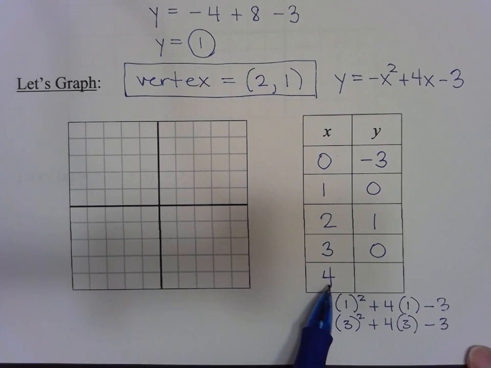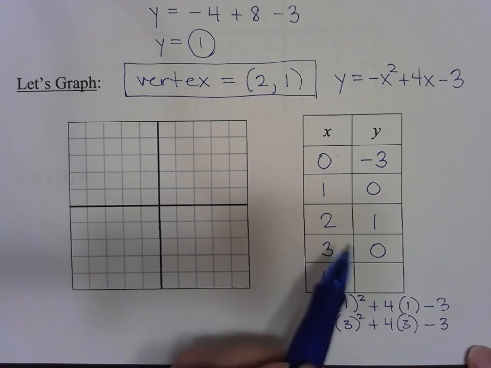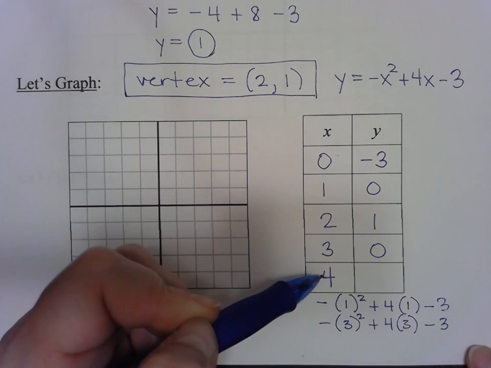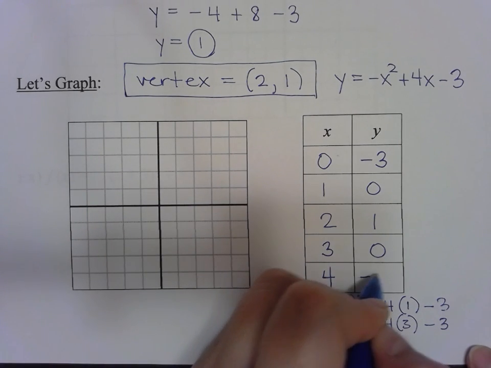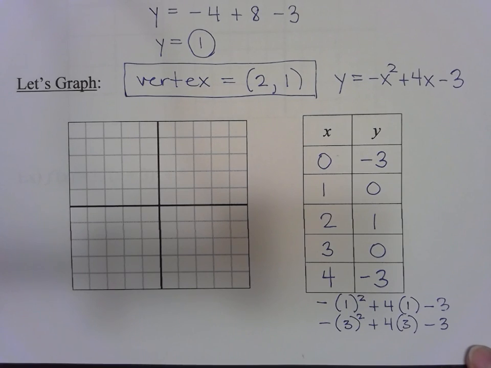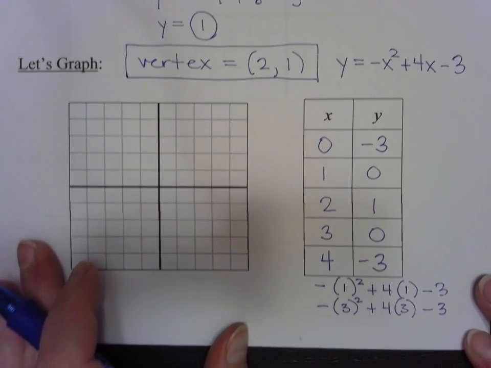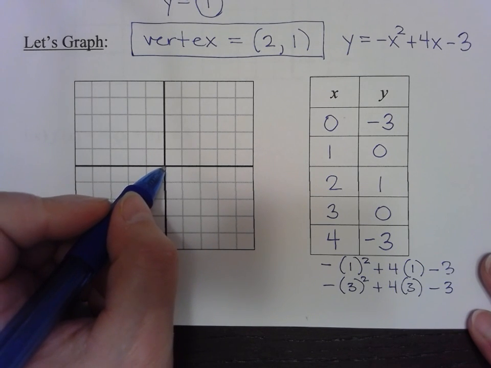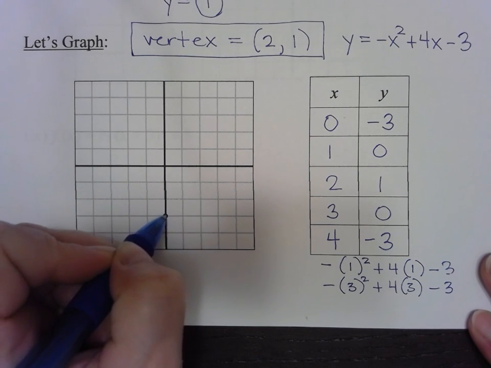Okay? Same thing's true if I plugged in 4, right? I'm not going to write that one out. You can write it down if you like. But if I use 4, 4 and 0 on the opposite sides of the vertex, I should get -3. Feel free to check me. Okay? All right, let's plug these in, or plot these rather. So I have (0, -3).